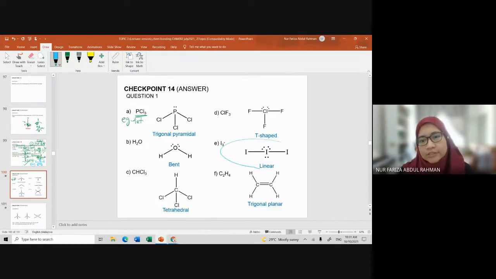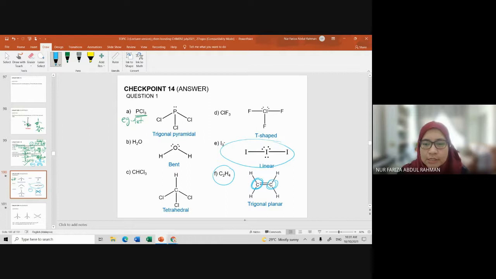Okay, so this is linear that we have tried just now. Okay, alright. So this one, for C2H4 ni dia special sikit. As you can see, because dia ada 2 central guys. So this is considered as 2 central because dia ada 2 central guys. Patutnya buat yang ni tadi. Okay, alright. That means you have to focus for each one of them. Okay, focus for the first central.